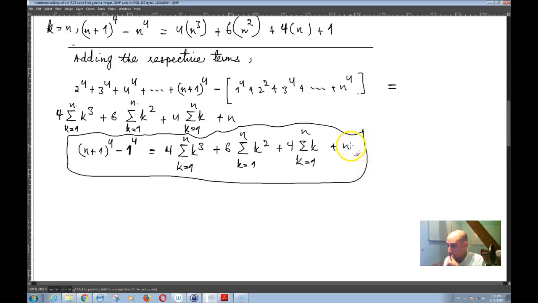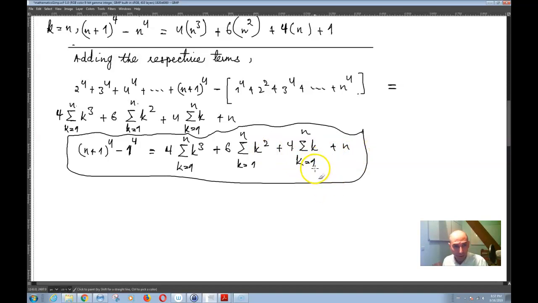So we have (n plus 1) raised to the power 4 minus 1 raised to the power 4 is equal to 4 times sigma k cube as k goes from 1 to n, plus 6 times sigma k squared, plus 4 times sigma k, plus n.